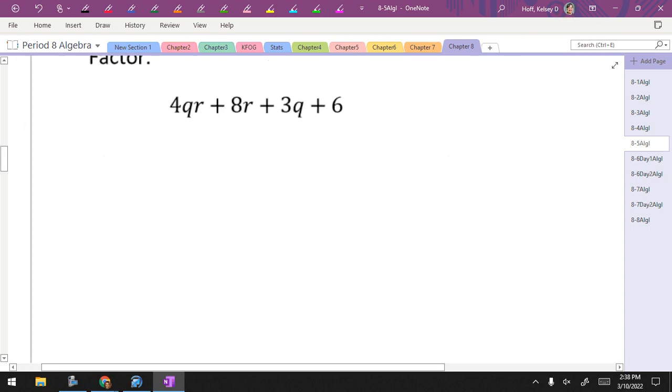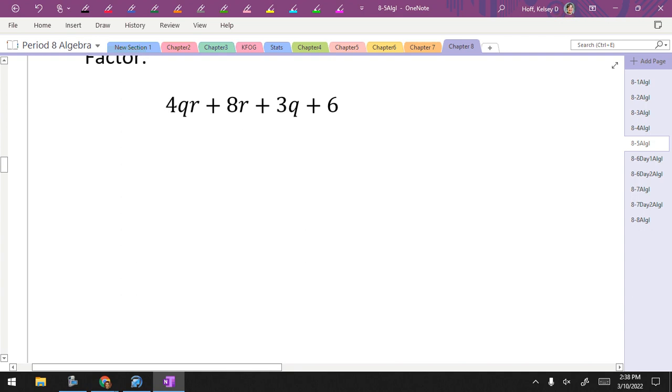If I look at this right now, there is no number that divides out of 4, 8, 3, and 6. Agreed? And there is no letter that I can take out of all of them. Agreed? So as a whole, I can't divide anything out how I was previously doing. But what if I group these first 2 together and I group the second 2 together? These are just like my imaginary blocks.